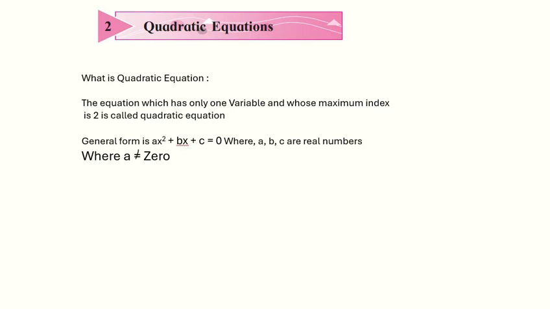Quadratic equations. So what is a quadratic equation? The equation which has only one variable and whose maximum index is 2 is called a quadratic equation. What is the maximum index? The maximum index is this 2 in ax square. If it is written as ax cube or ax raised to 4, this will not be a quadratic equation. So the general form is ax square plus bx plus c is equal to 0, where a, b, c are real numbers and a is not equal to 0.